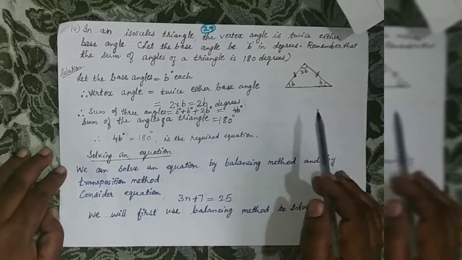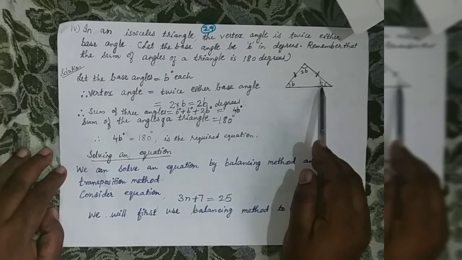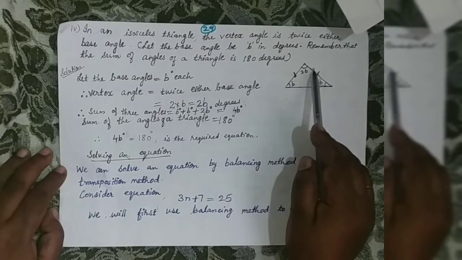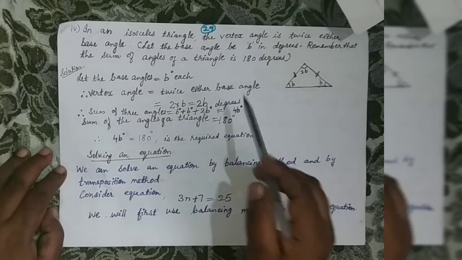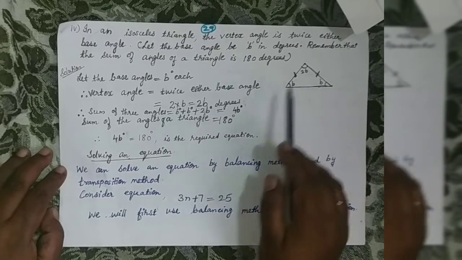We first understood. Okay. Now let the base angle be B degrees. It is already given. Now the vertex angle is what? Twice either base angle. That means 2B, 2 into B, 2B degrees. Now the sum of the three angles, that means B plus B plus 2B.